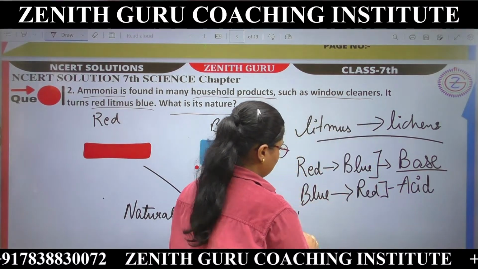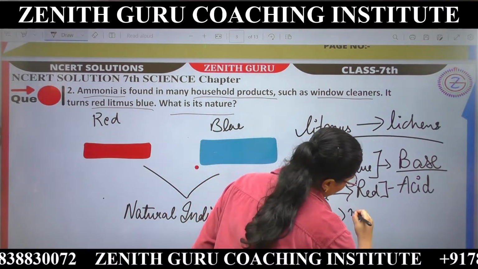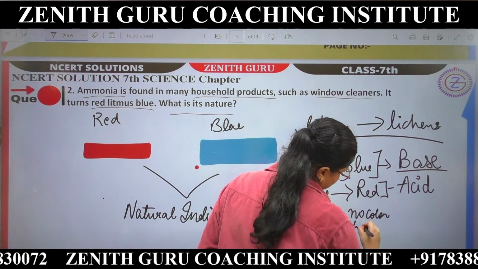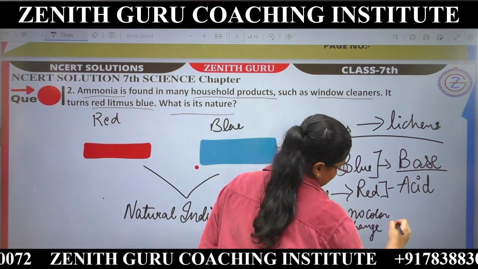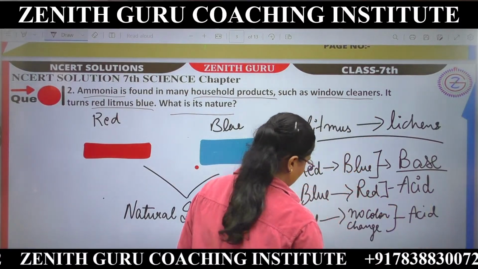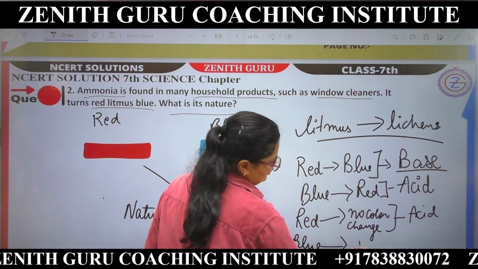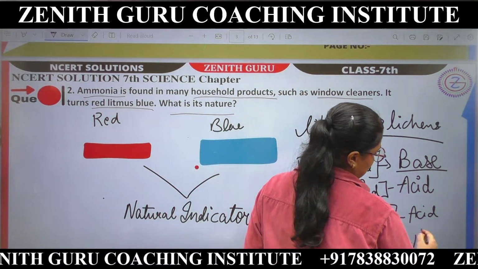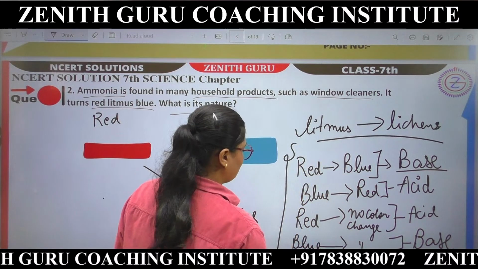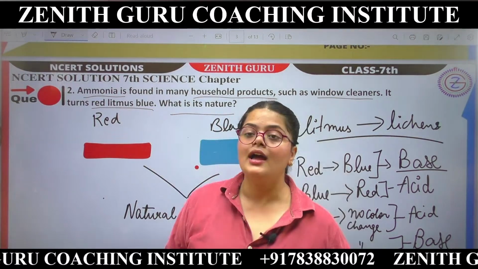If red has no color change, then it's an acid. And if blue has no color change, then it's a base. So these are all the 4 possibilities that you will have out of these 2 litmus papers.